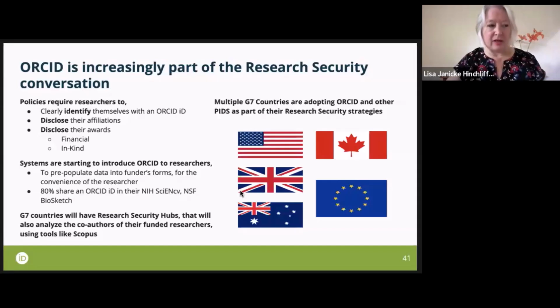I mentioned as well here that ORCID is increasingly part of the research security conversation. I think we're all aware of concerns around cybersecurity, geopolitical security, various other things. And in the research security ecosystem, ORCID also is helping play a role in securing the ecosystem, and we're starting to see the way that these disclosures can help with research security. 5 of the G7 countries have adopted ORCID and other PIDs as part of their research security strategies.